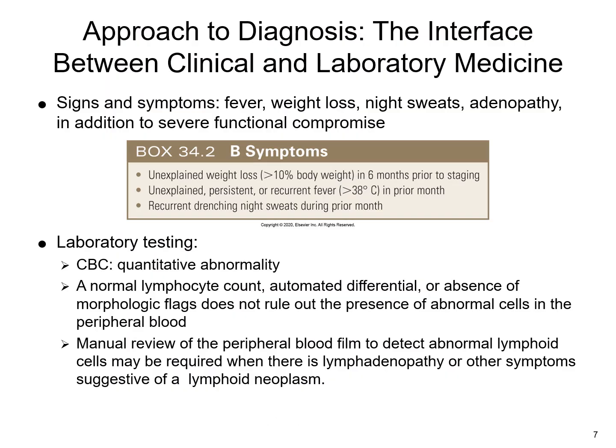Now, the clinical signs and symptoms for these diseases that we're going to discuss can range anywhere from being asymptomatic and the disease actually being detected on just a routine CBC, or the illness can be characterized by more aggressive symptoms like fever, weight loss, night sweats, swollen glands throughout the body, and even some sort of functional compromise.